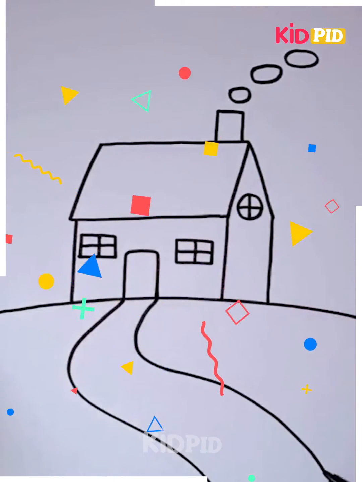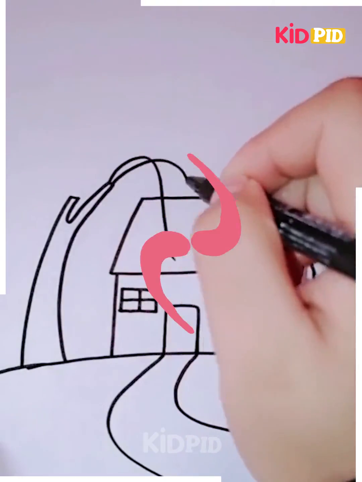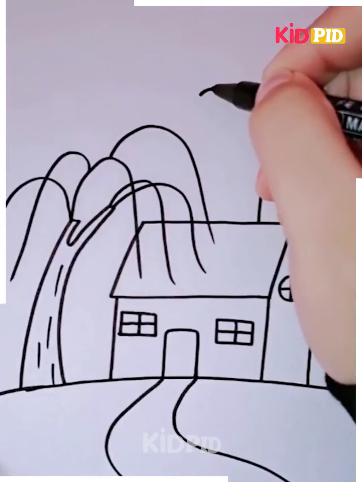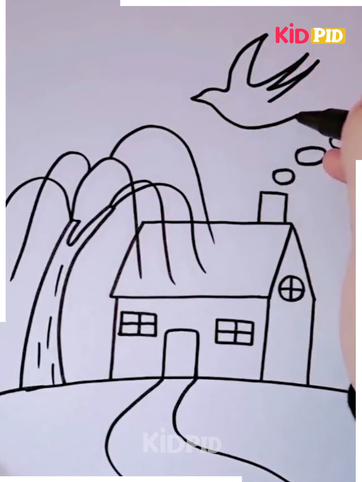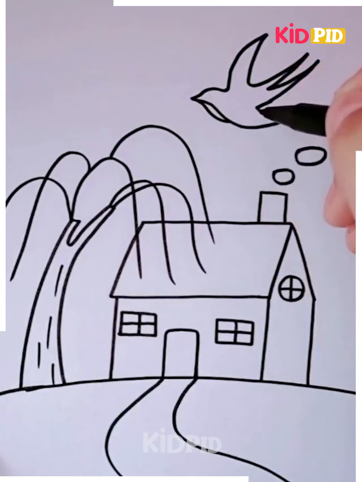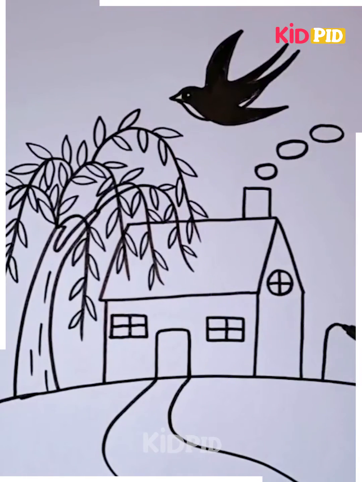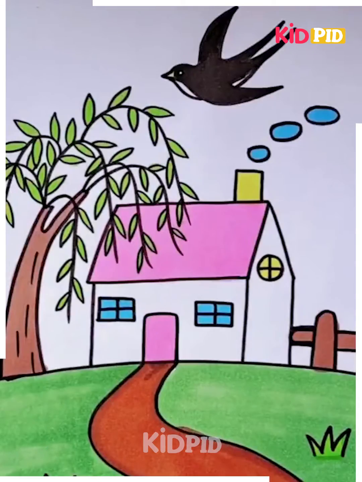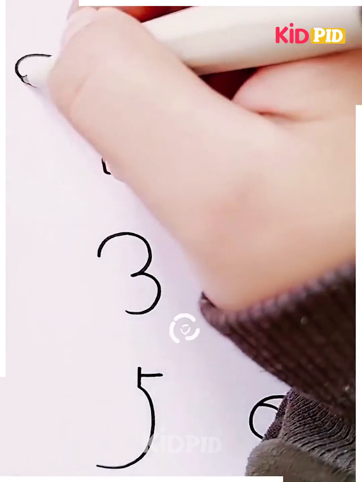When it's ready, we are going to make a tree beside the house and then we're gonna make a bird in the sky, and then when it is ready, you can color it according to your choice with any color. Here we've used some sketch pens for coloring it, and you can clearly see it already looks so good and beautiful. Next we're gonna use 1 to 6 numbers for making some figures.